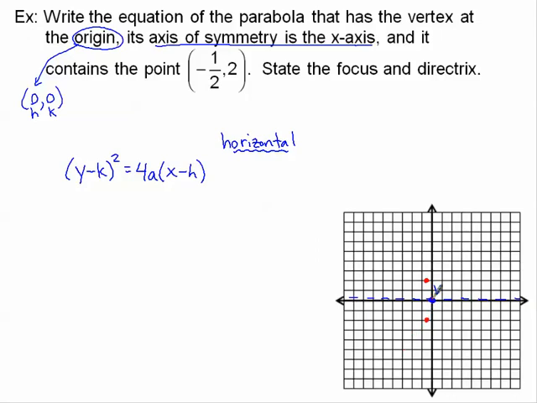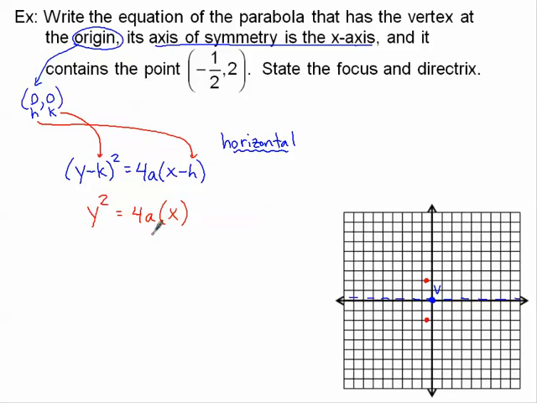And I do know that my h and k are both 0, so I can just plug those in to my standard form right now. So I'm going to get y minus 0 squared. Well, y minus 0 is just y, so that just becomes y squared. I don't know what a is yet. And x minus 0, well, that's just x. So my equation has become a little bit simpler.